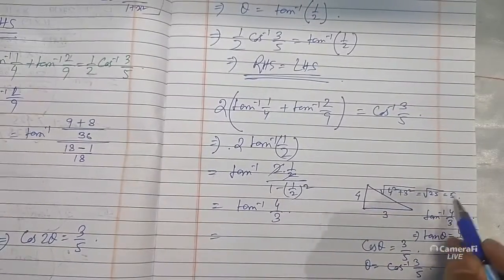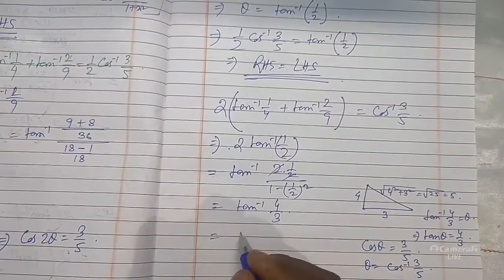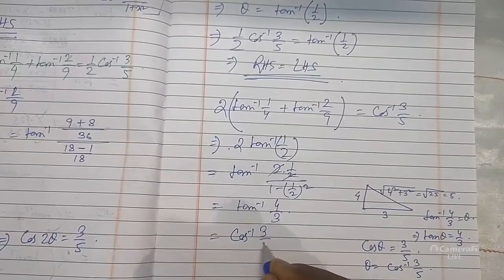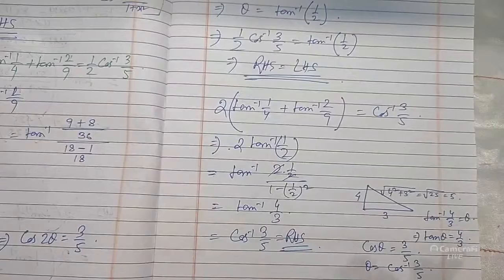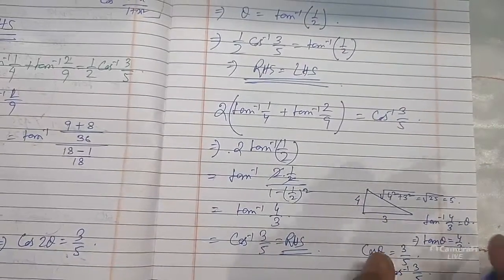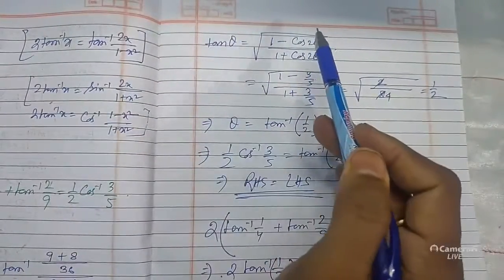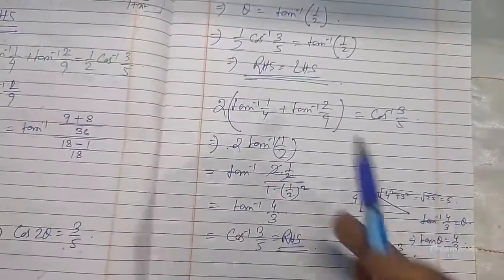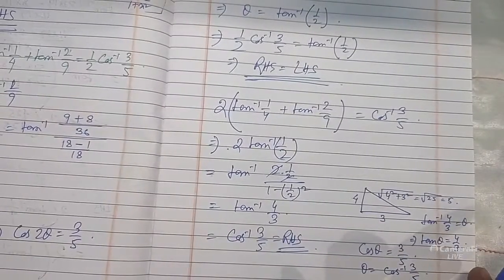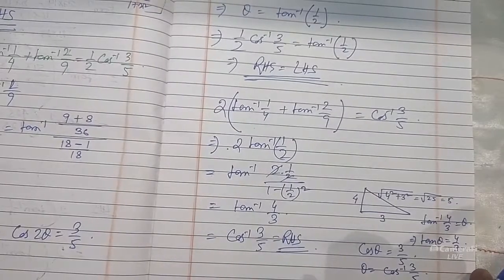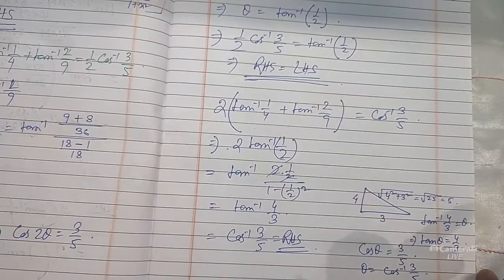Now theta equals tan inverse 4 by 3. Again theta equals cos inverse 3 by 5. So here we can write tan inverse 4 by 3 equals cos inverse 3 by 5. So this is equal to RHS. So in this way also we can solve the problem. Whenever we forget this type of formula, in that case we will solve by this method. Many methods are there in inverse trigonometry to solve a particular problem. So whatever method is suitable for you, easy for you, you can do in that method.